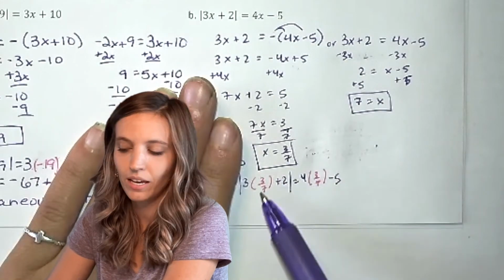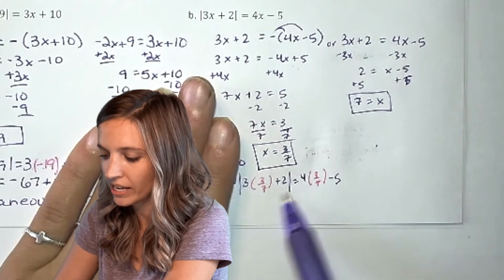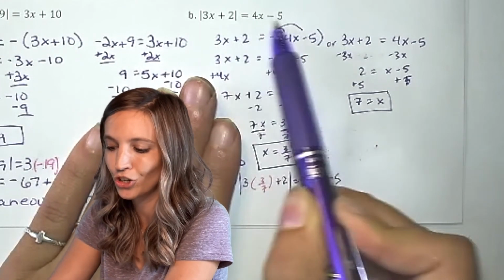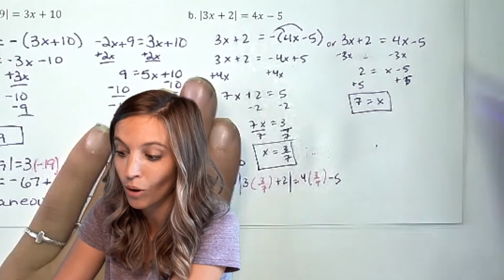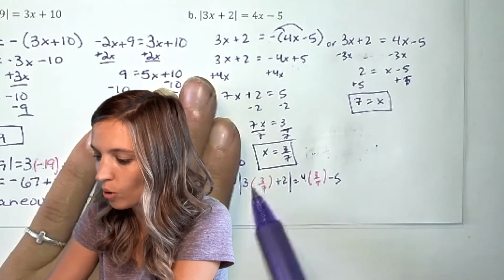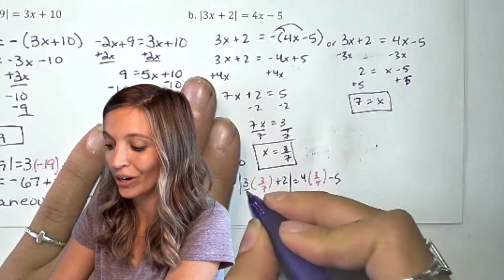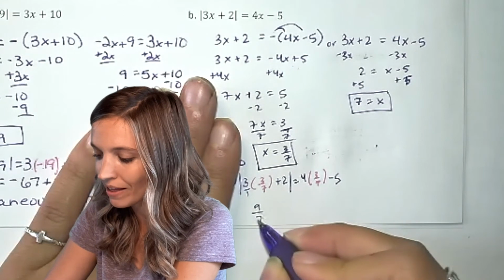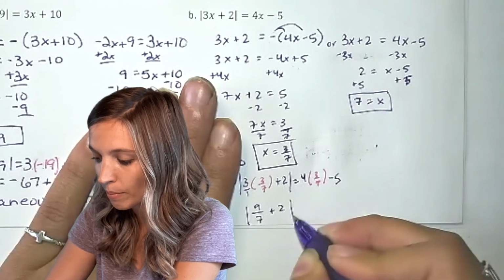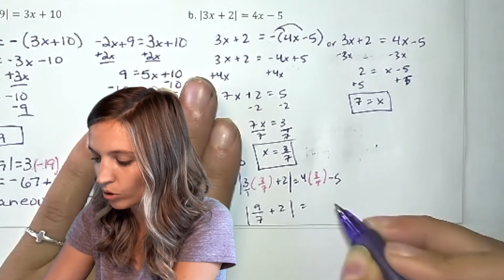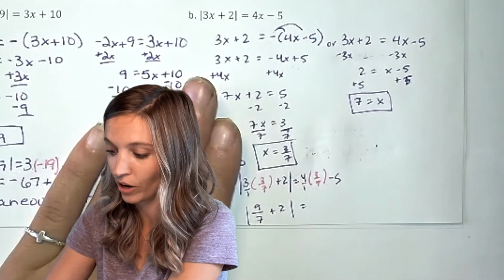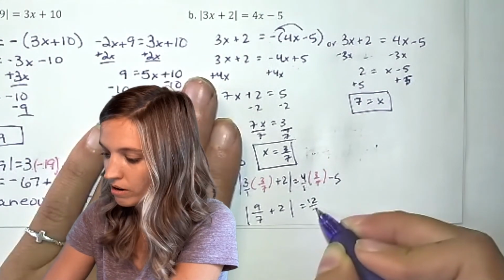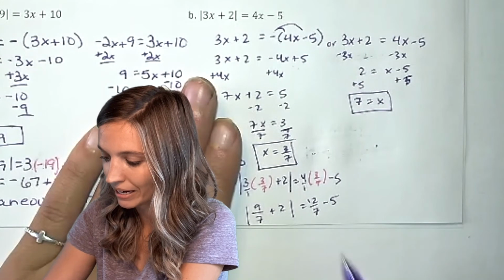All right, so checking my first solution. When I plug in 3/7, so make sure, remember when you check your solution, you're checking it with the original, so the one with the absolute values. So absolute value 3 times 3/7, so here I can put that little 3/1, that's gonna be 9/7, plus 2. Equals 4 times 3/7. So put my 4/1, 12/7 minus 5.